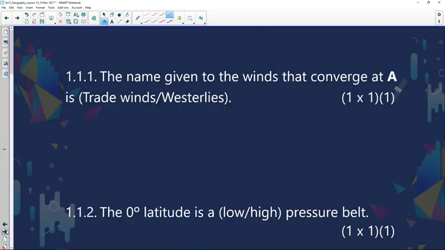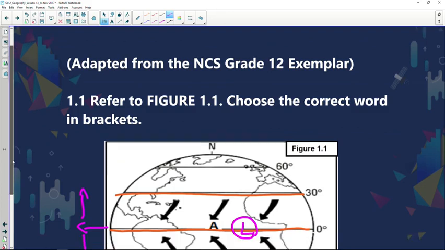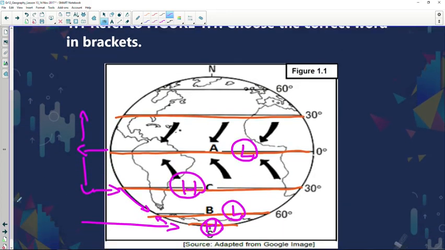Now if you look at the question that follows on the second slide: the name given to the winds that converge at A is the westerlies or the trade winds. Let's quickly go and have a look. Now what do we know? How do winds exist? Air moves from a high pressure to a low pressure. Because of Coriolis force, what happens? The air is deflected to the left. So what do we have there? North, east, south, west. Over there, deflecting, it moves from a high pressure to a low pressure.